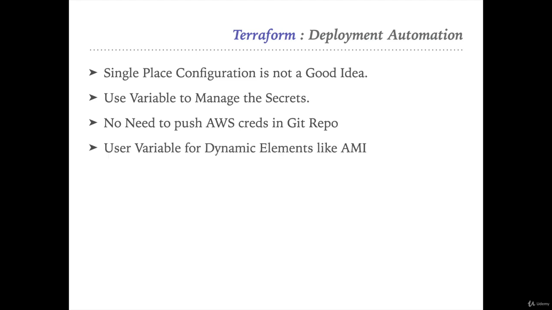Second is to use variables for dynamic elements like the AMI. We can use the variables for dynamic elements like the AMI definition, right? And some other dynamic values if you have something inside your configuration file. Variables make the file more flexible and environment independent. Whenever we are using the variable inside the configuration files, we are making the configuration file more flexible and environment independent, because for each environment we can create a variable set and we can use the environment-wise variable set for the configuration files.